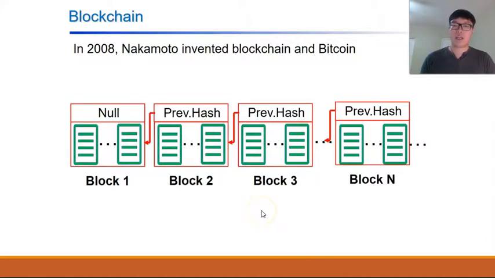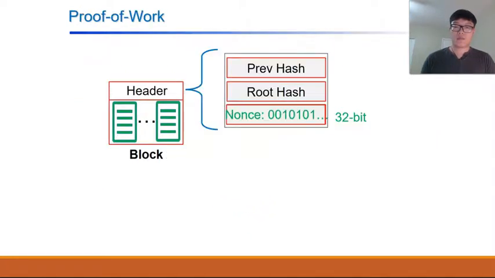In 2008, Nakamoto invented blockchain, the core novelty behind the digital cryptocurrency Bitcoin. In blockchain, clients' transactions are batched into blocks. Each block includes a hash value of the previous block. Through hash reference, blocks are linked into a chain structure.